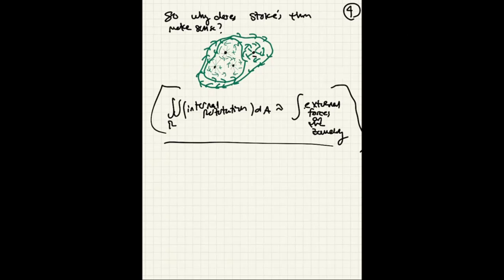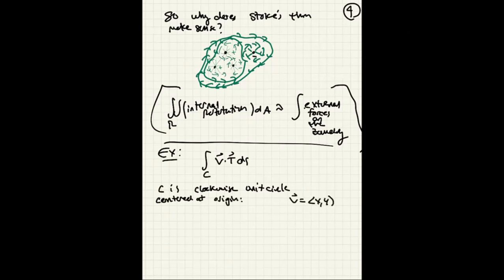Okay, let us do an example. All right, let's do the integral. It's a work integral of v dot t ds over c. C is, I'm going to say, the clockwise unit circle centered at the origin. And v is the radial vector field, x comma y. So there are going to be two different ways to see that this answer is 0. So this value is 0. We can see it in two different ways.